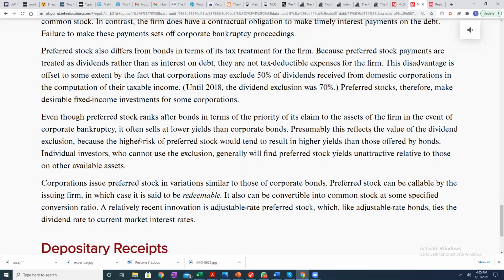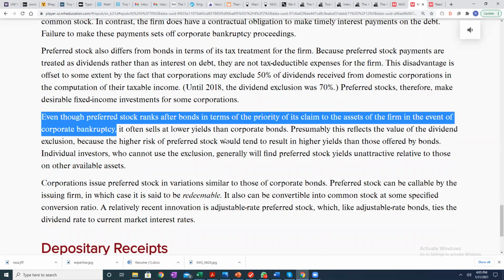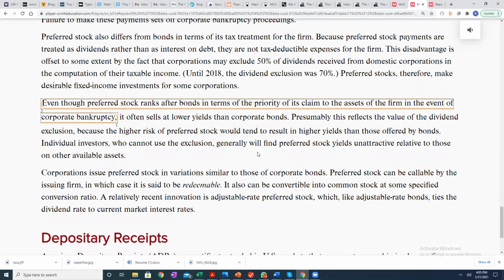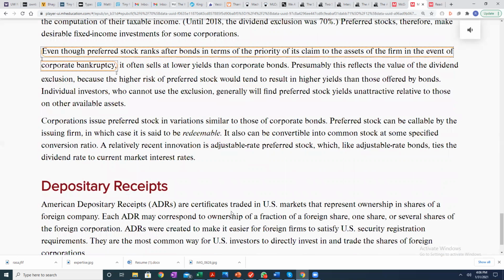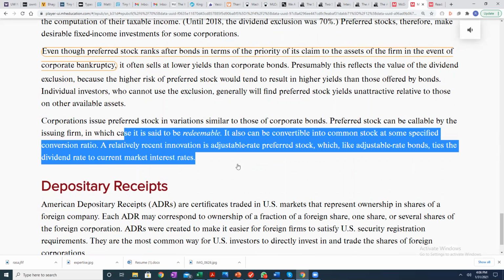Even though preferred stock ranks after bonds in terms of priority of its claim to the assets, it often sells at lower yields compared to corporate bonds. This reflects the value of the dividend exclusion, because the higher risk of preferred stock would tend to result in higher yields than offered by bonds. Individual investors who cannot use that exclusion will find preferred stock yields unattractive. Corporations issue preferred stocks in variations similar to that of corporate bonds. They can be callable by the issuing firm, which is said to be redeemable.